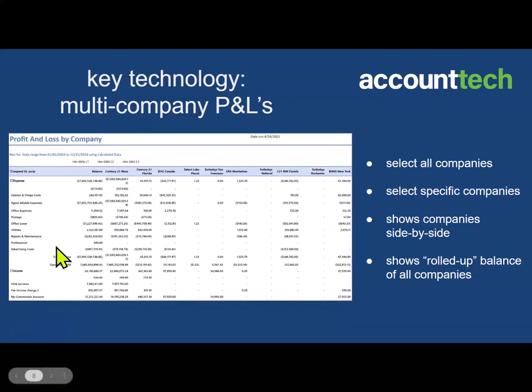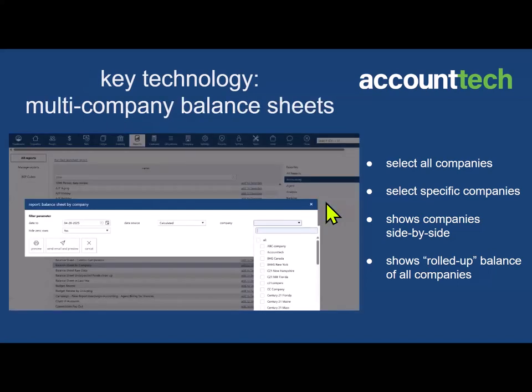So if you can see in this image here, you get a balance column where you have the roll up of all of your companies, and then you have a column for every single company that you've selected in the drop-down to run. Okay. Now, also new to darwin.Cloud is multi-company balance sheets.